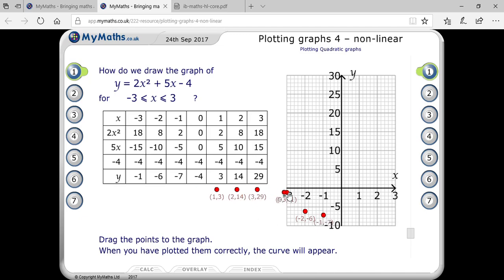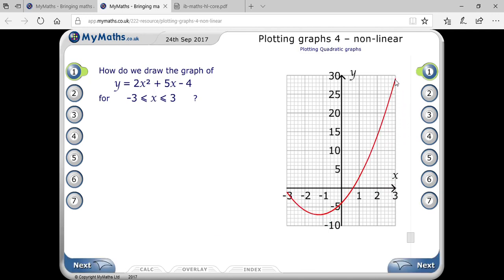So 0 comma minus 4. 0 is here, minus 4 will be here. And 1 comma 3. 1 is here, and 3 will be here. And 2 comma 14. 2 is here, and 14 will be here. And 3 comma 29. 3 is here, and 29 will be one before, here.